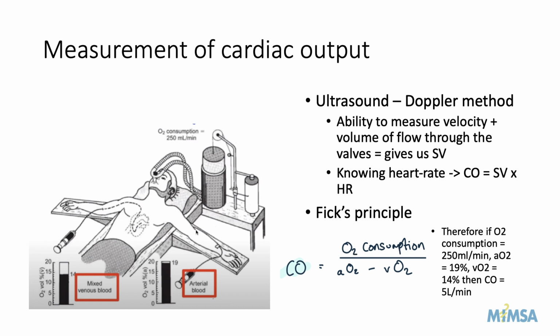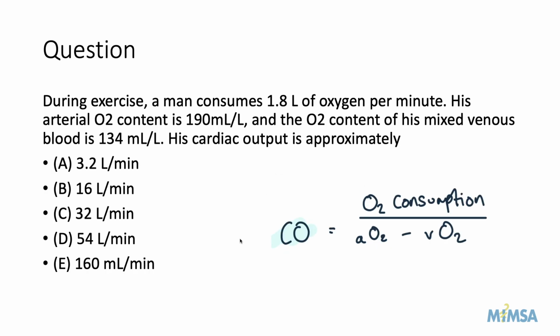So that's the way that the uni actually wants you to be able to work it out. This could be a question in your exam, which could be: work out the cardiac output using Fick's principle, and they'll give you these parameters. To practice that, I've also added a question. During exercise, a man consumes about 1.8 liters of oxygen per minute. The arterial oxygen content is about 100 milliliters, and the oxygen content of his mixed venous blood is about 134 milliliters per liter. His cardiac output is approximately, so this is what you need to work out.